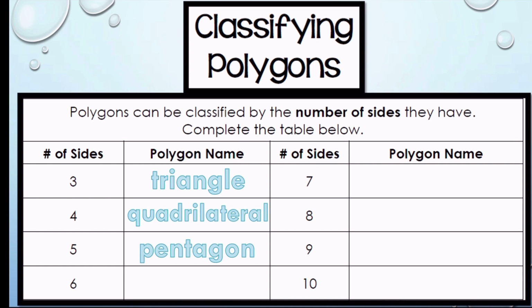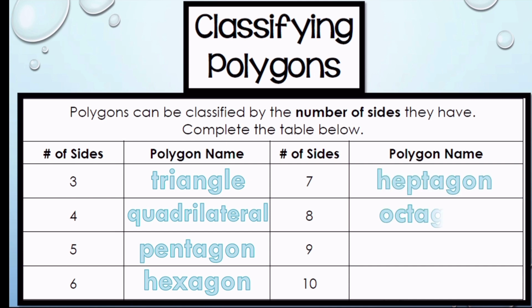If you're asked to draw a 6-sided figure, that's a hexagon. 7 sides is a heptagon. 8 sides is an octagon. 9 is a nonagon. And 10 is a decagon. This year, we probably won't go over a hexagon, but it is important to understand the names of all those polygons.